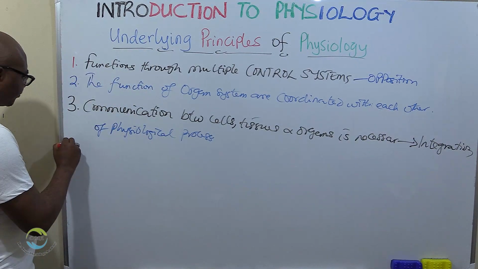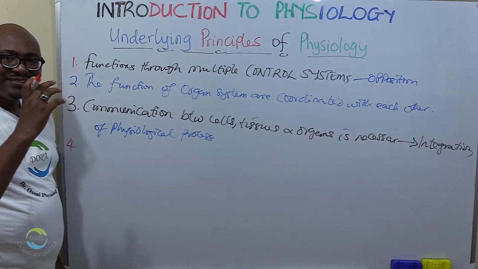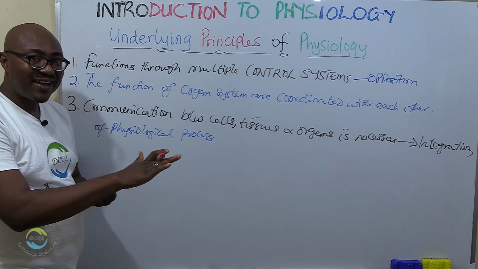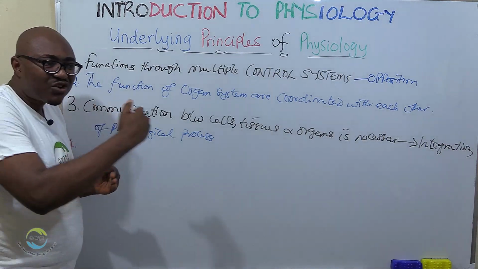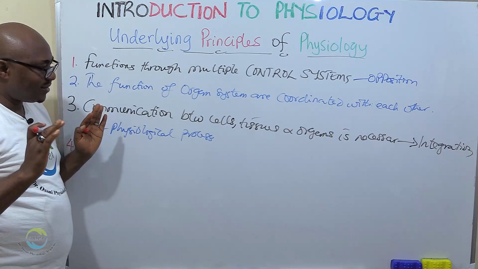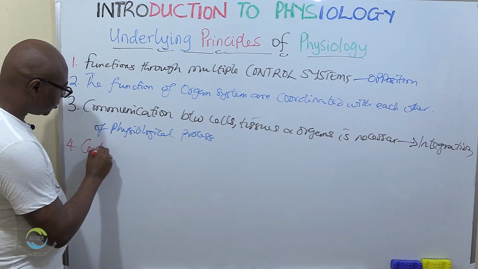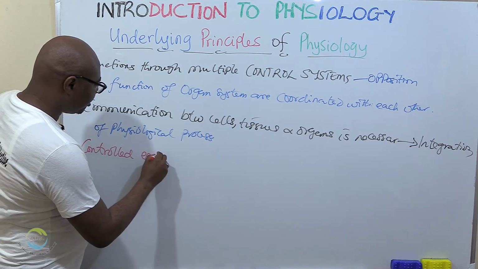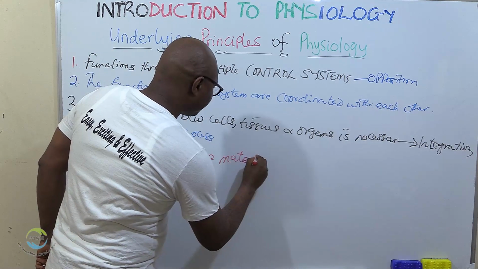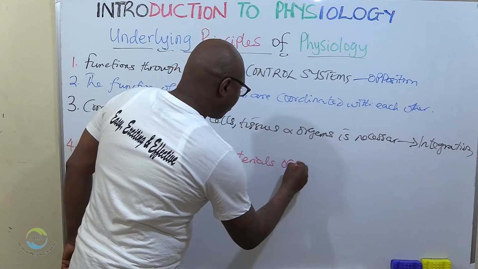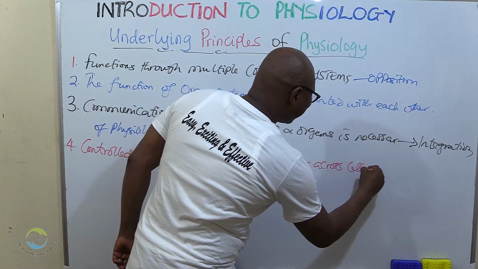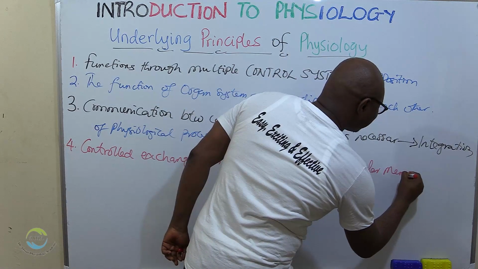Then number 4 is that controlled exchange of materials occurs across cellular membranes and between compartments.